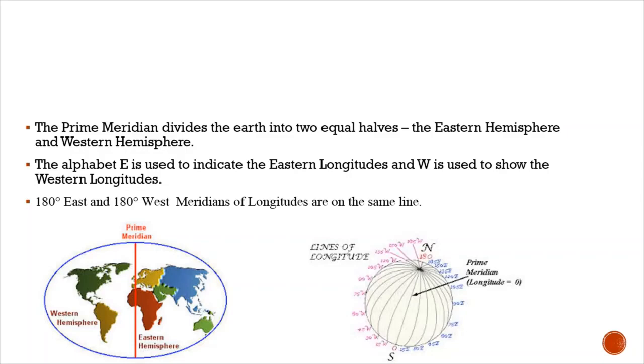The next important point, the prime meridian. As we discussed earlier, the prime meridian is the most important and most significant longitude. This longitude divides the earth into two equal halves, the eastern hemisphere and the western hemisphere. The alphabet E is used to indicate the eastern longitudes and W is used to show the western longitudes. The 180 degree longitude does not belong to the east or the west. It is called the 180 degree longitude.